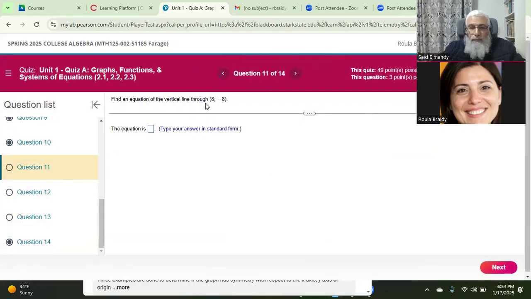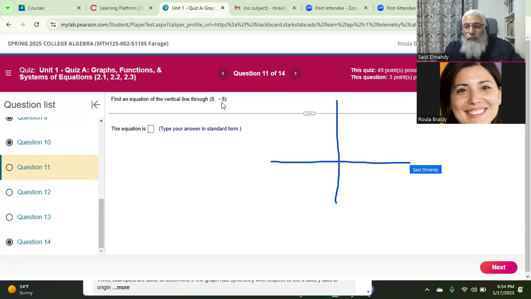Find an equation of the vertical line through (8, -8). Is it the same equation that we were using? No, a vertical line passes through the point and goes like the y-axis. This point is (8, -8), so this is 8 for x and -8 for y. This is the point, correct?